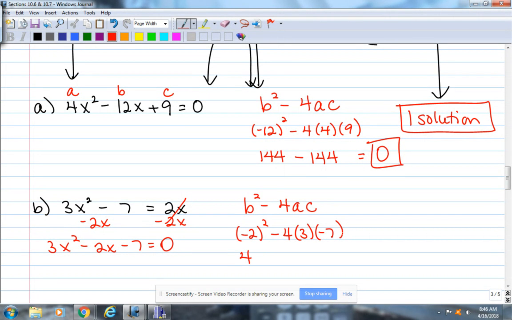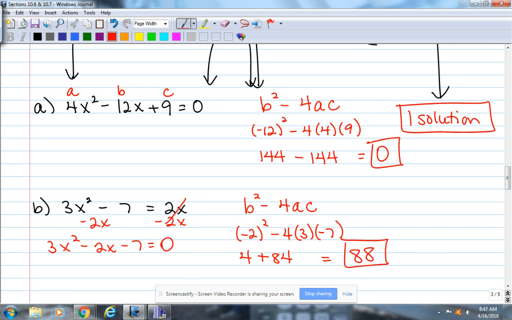All right, so -2 squared is what? 4. -4 times 3 times -7? Positive 84. Yes. Because I had two negatives, that's why it's positive, right? An even number of negatives changes to a plus. What's 4 plus 84? So my discriminant that I'm getting is an 88. And that's a positive number.